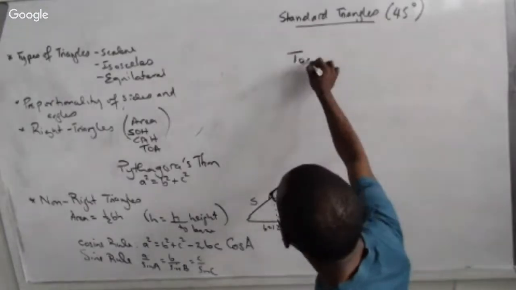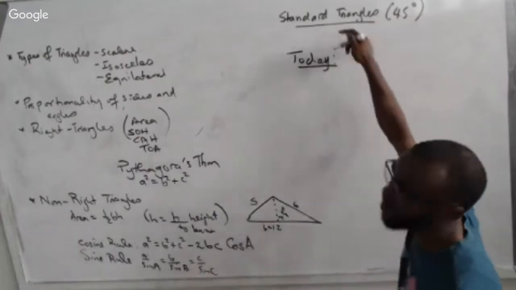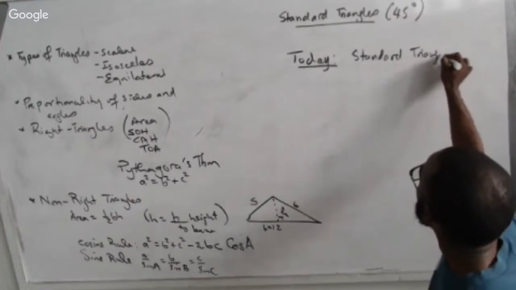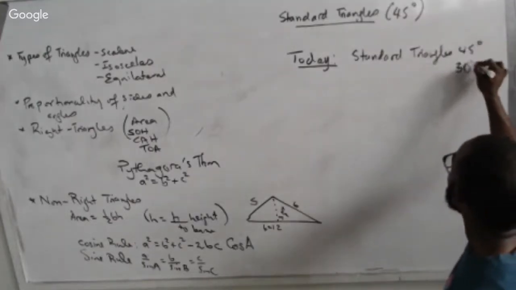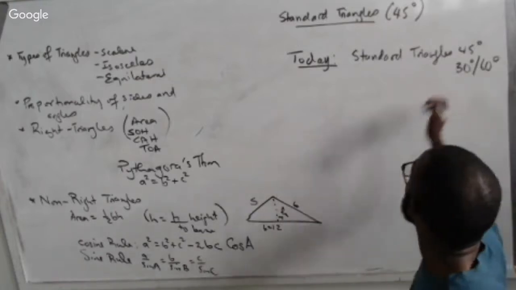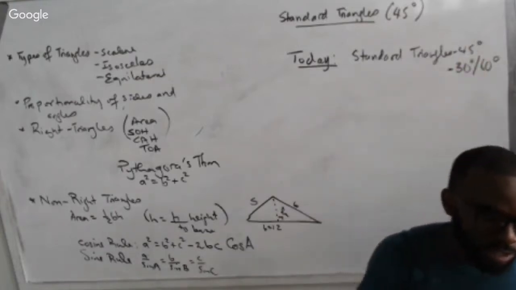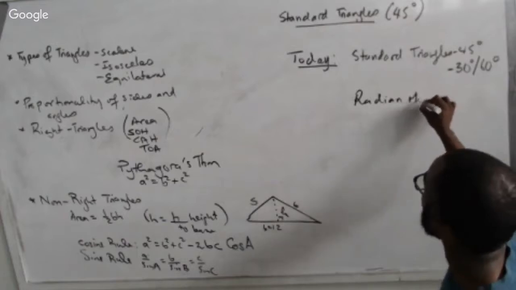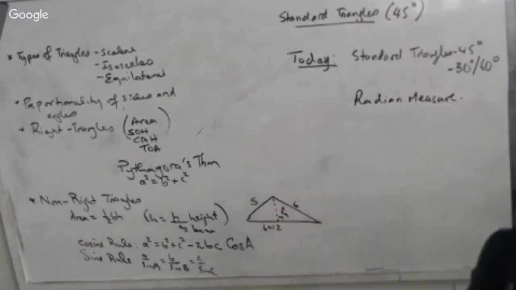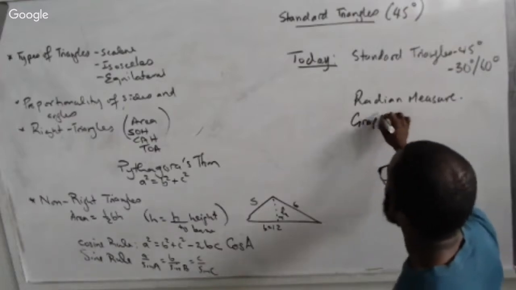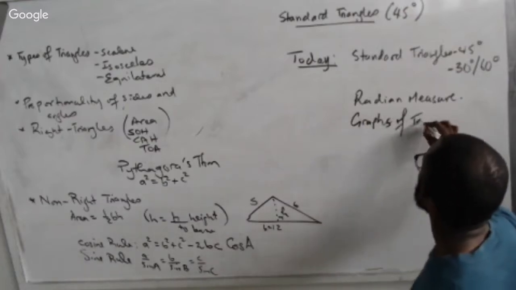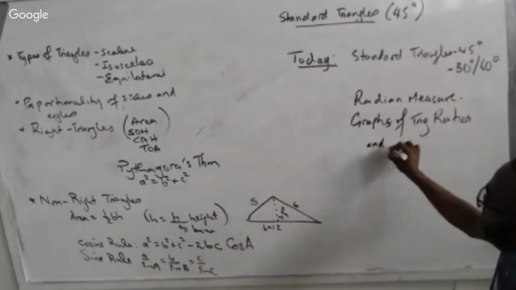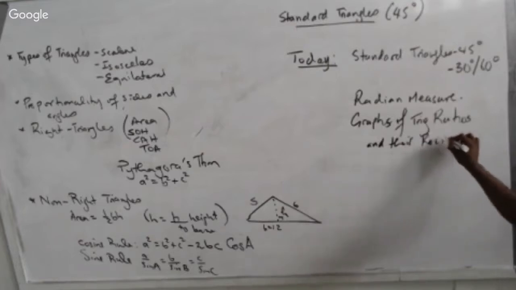What do we want to do today? We want to revisit standard triangles altogether, right? 45 degrees and 36 degrees. And what else do we want to do? The radian measure. We want to do radian measure for sure. And the graphs of trig functions, or trig ratios, and their reciprocals.